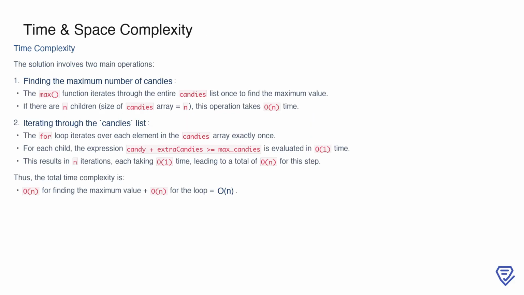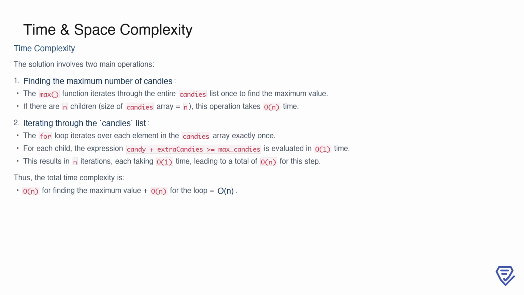To determine the time complexity of this solution, we break it into two main operations. First, we need to find the maximum number of candies in the given array. This is achieved using the max function, which iterates through the entire list once. If there are n children, or in other words, the size of the candies array is n, this operation takes O(n) time since each element is visited exactly once.